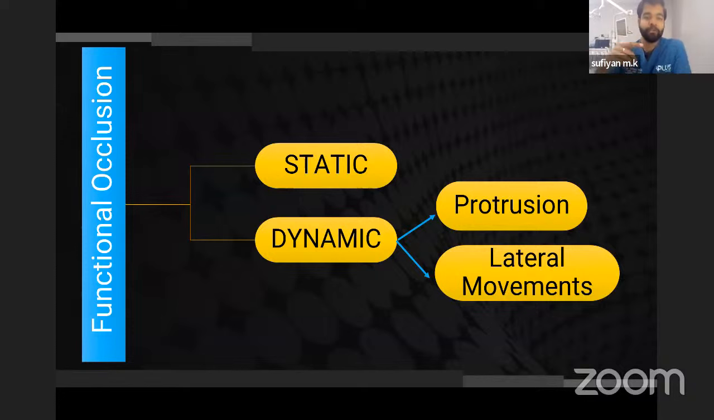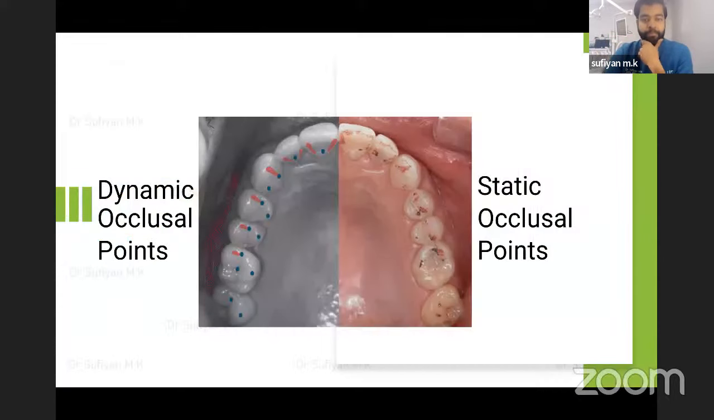Now let's see how the dynamic occlusal points will be. Which are these dynamic occlusal points? I mean, what is dynamic occlusion? It's nothing but protrusive movements or lateral movements. So the occlusal marks in this kind of movements are the dynamic occlusion points.